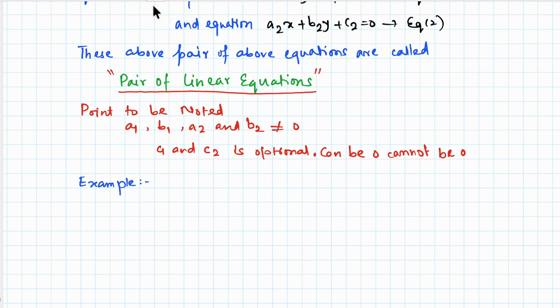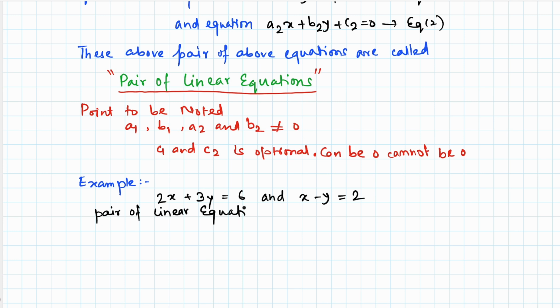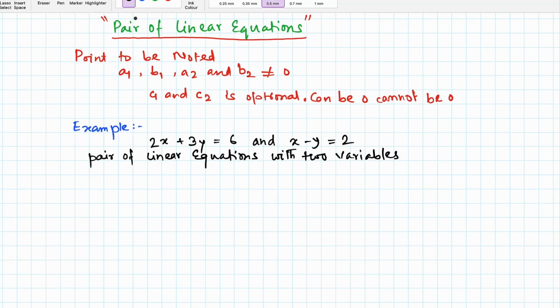Example, for instance 2x plus 3y equal to 6 and x minus y equal to 2. These are a pair of linear equations in two variables. Both the variables x and y are there, and they exist in the form of a pair. That's why they are called a pair of linear equations. Now concept number 3.